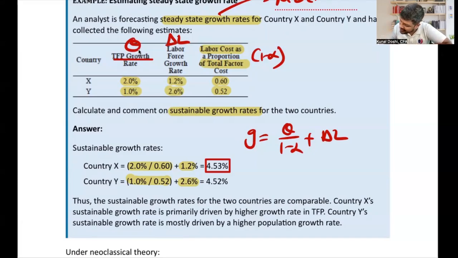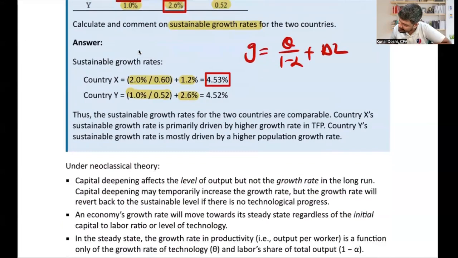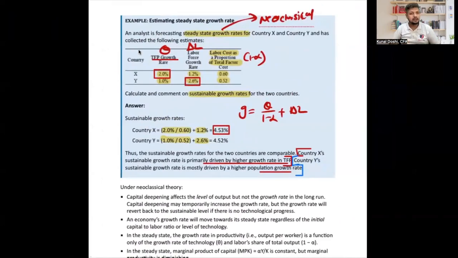If you notice, country X's majority growth comes from growth in technology, while country Y's majority growth comes from labor. Understood? Country X's sustainable growth rate is primarily driven by high growth in technology, while country Y is more driven by population growth rate, because that will increase the labor. Understood? Clear?